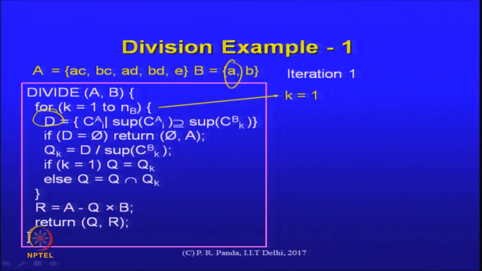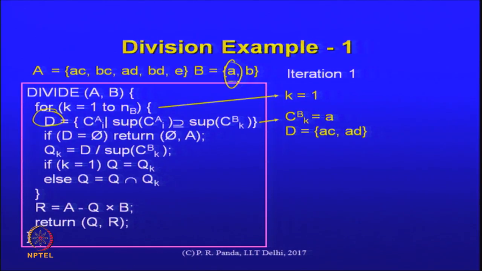So if k equals 1, then what is D? What would I pick up for D? These are those cubes of A that are divisible by the first cube of B, which is AC, BC, AD. First three? No, only AC and AD. These are the ones that have an A in them. That cube that you have picked up from B should be a subset of them, so it should be AC and AD. If D equals null, then you return null, so it is not. What do I get for Qk here?